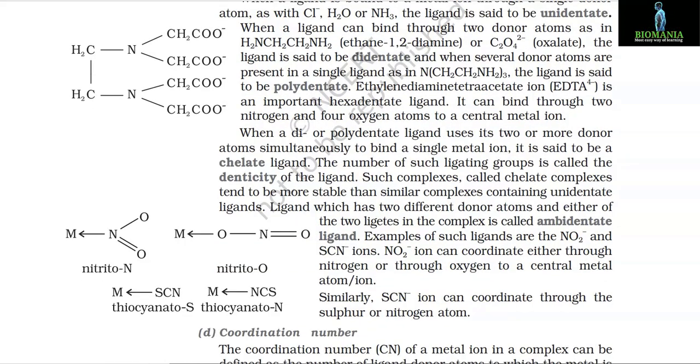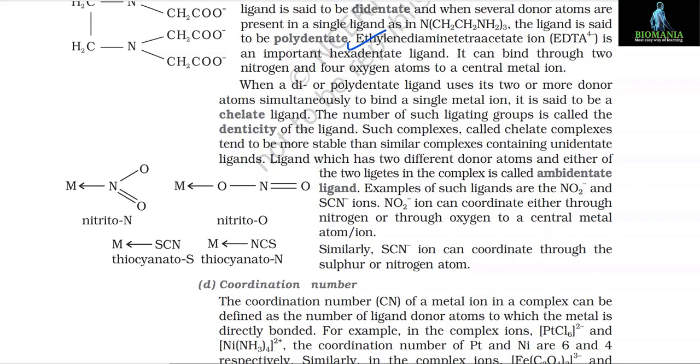When a ligand can bind through 2 donor atoms, as in H2NCH2CH2NH2, that is ethane-1,2-diamine, or C2O4 2- oxalate, the ligand is said to be didentate. And when several donor atoms are present in a single ligand, as in N(CH2CH2NH2)3, the ligand is said to be polydentate. Ethylenediaminetetraacetate ion, that is EDTA4-, is an important hexadentate ligand. It can bind through 2 nitrogen and 4 oxygen atoms to a central metal ion.